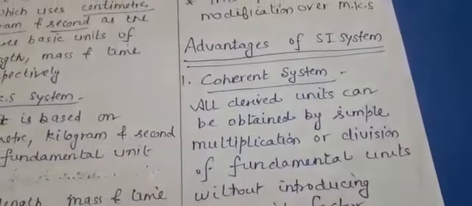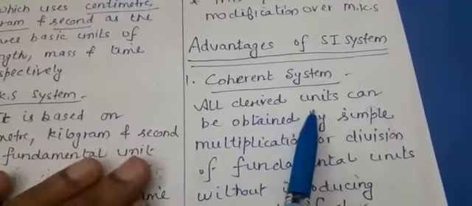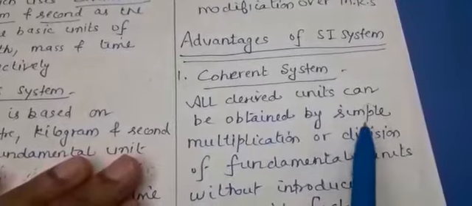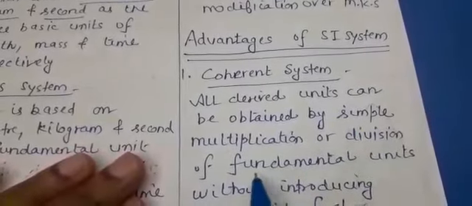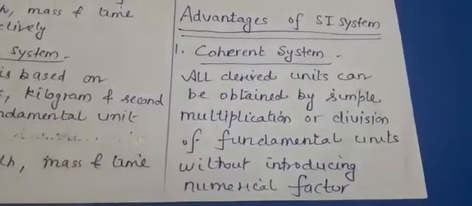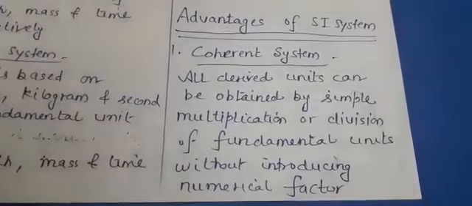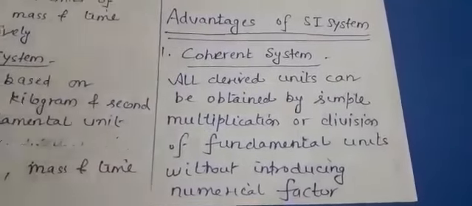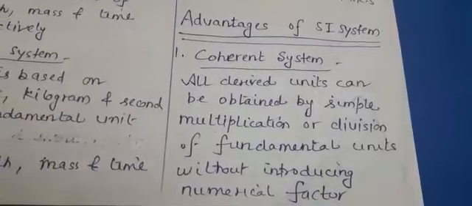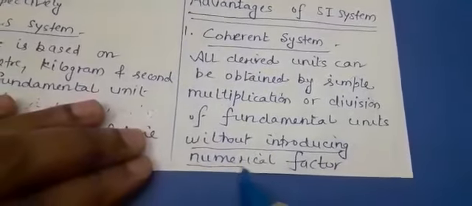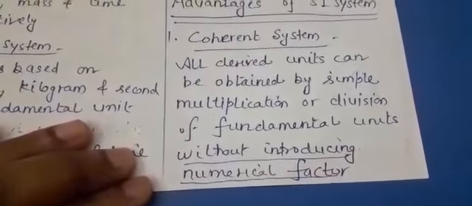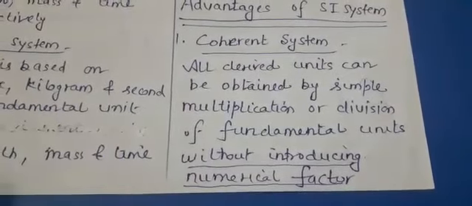Coherent system is a system in which all the derived units can be obtained by simply multiplying or dividing the fundamental units. It means when we are deriving a unit, it will be obtained by multiplying or dividing the fundamental units. But one important thing: without introducing numerical factor. This is a key point here. Without introducing numerical factor.